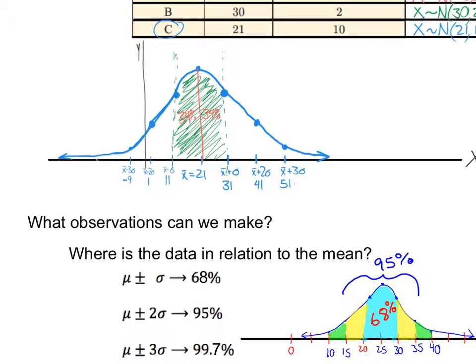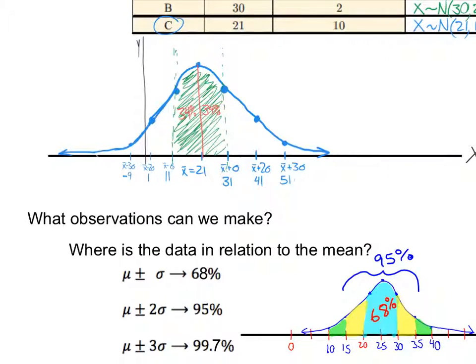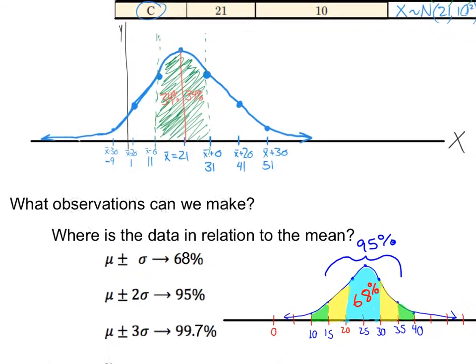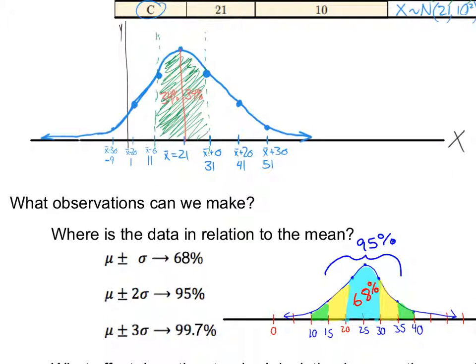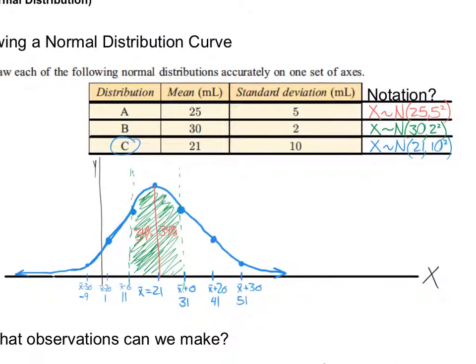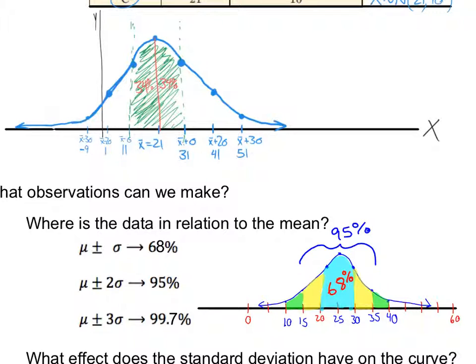But then we can also see another thing here. Within two standard deviations, you'll notice we have 95% of our data. You can see that here on the right-hand side as well. That was distribution A. Notice the mean was 25 and the standard deviation was 5 in that case. In our example here, here's two standard deviations below and two standard deviations above. So 95% of our data falls into this range from 1 up to 41.